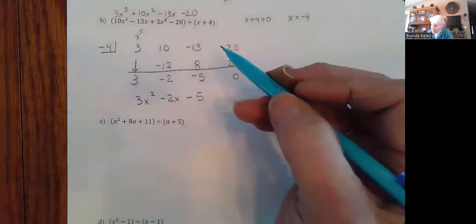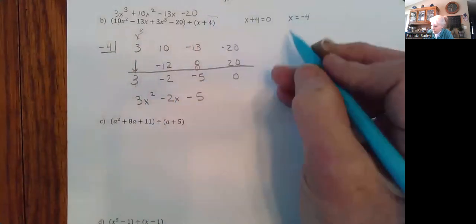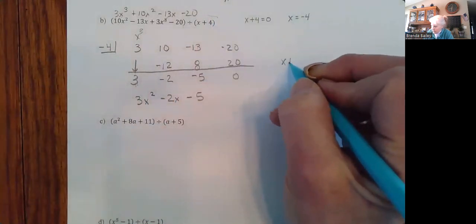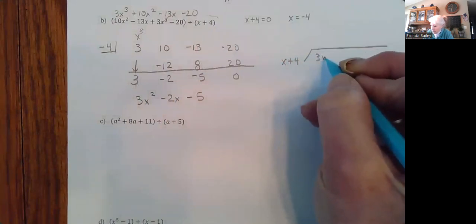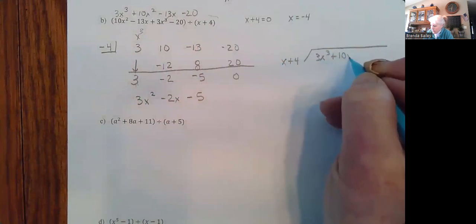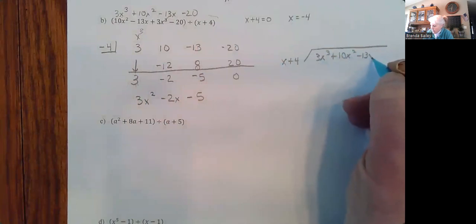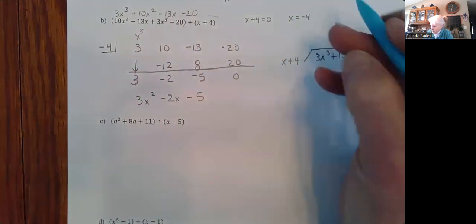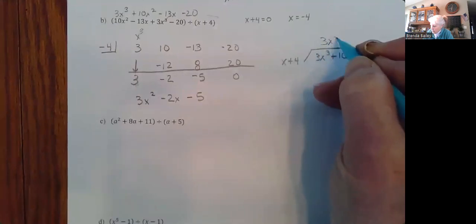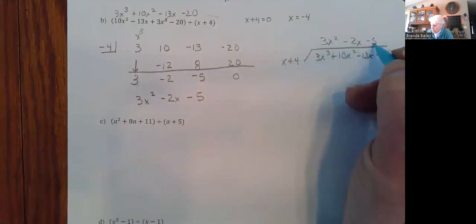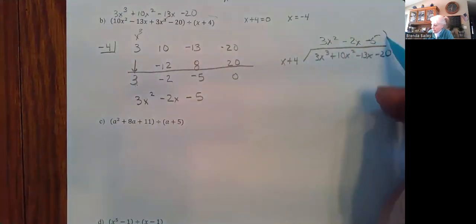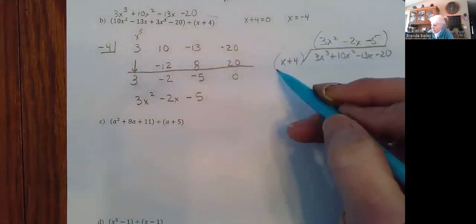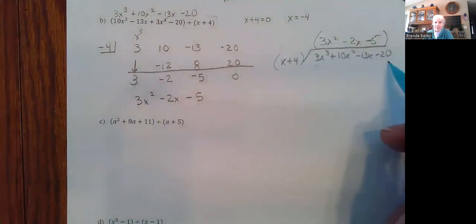So what it means is that, I'm going to rewrite it here real quick using the long division: 3x cubed plus 10x squared minus 20. We would have used the long division on the top, and we would have gotten this. What it means is if I take this times this, I get this right here.